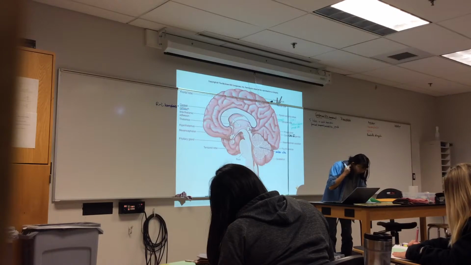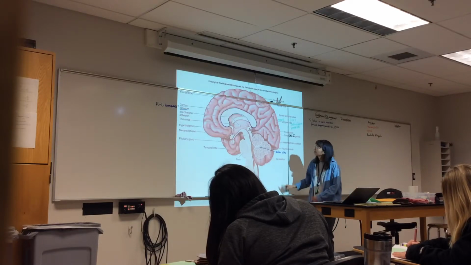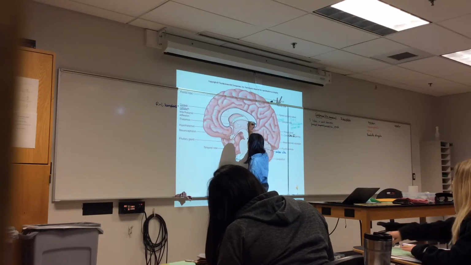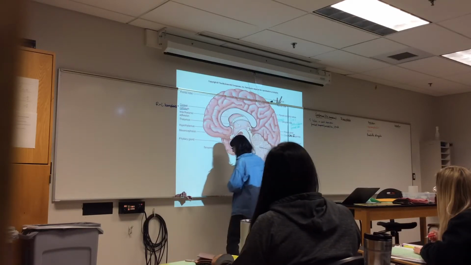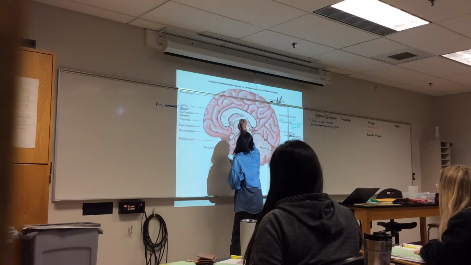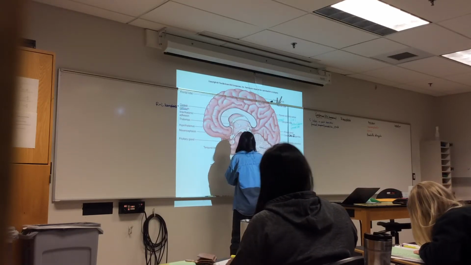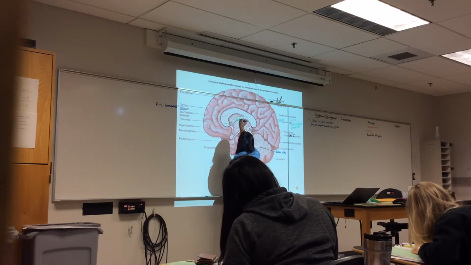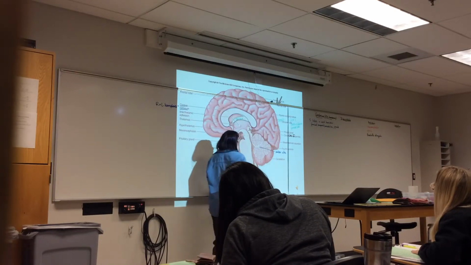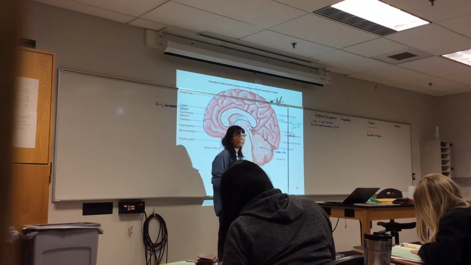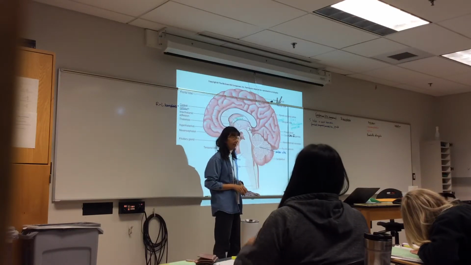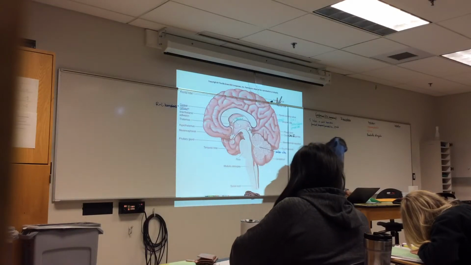Next, fornix. Fornix is this thing here. That thing is the fornix. It's like a small corpus callosum, yeah? Also white matter.